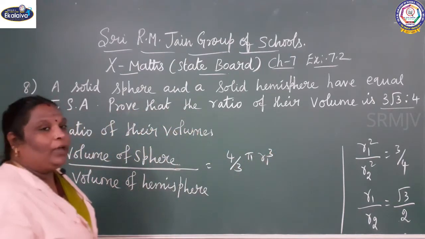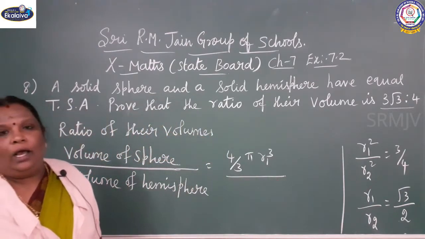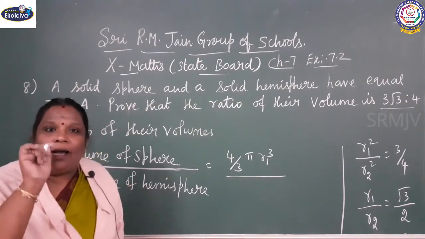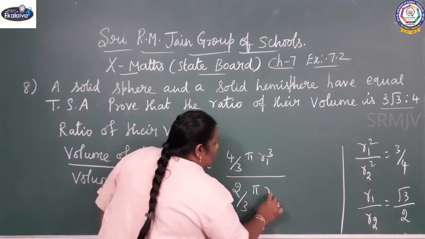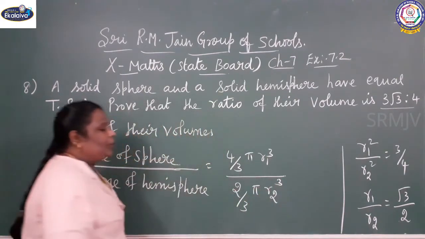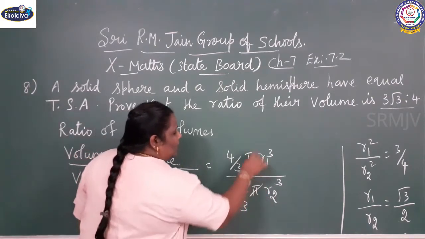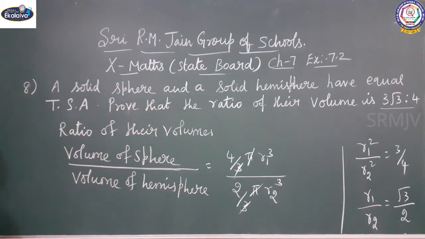What is the volume of hemisphere? Volume of hemisphere is 2 by 3 pi, what is the radius we already noted? Yes, R2. So 2 by 3 pi R2 cube. Pi gets cancelled, 3 gets cancelled. What is the remaining thing?